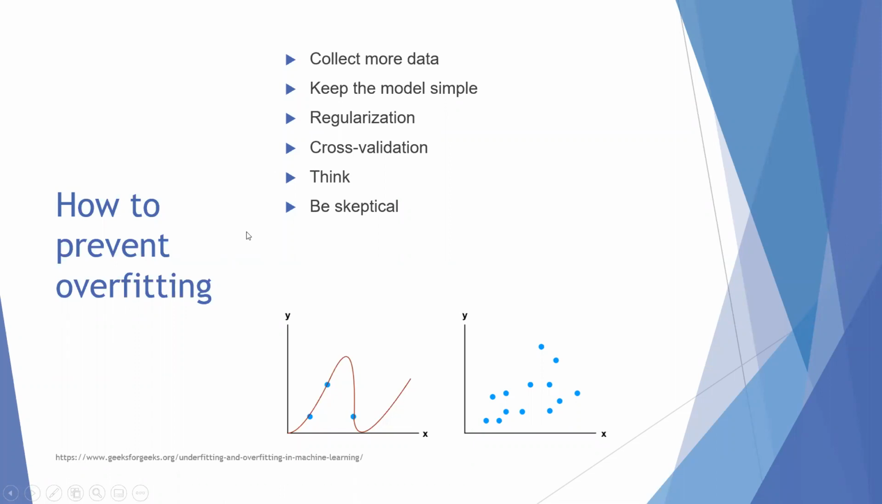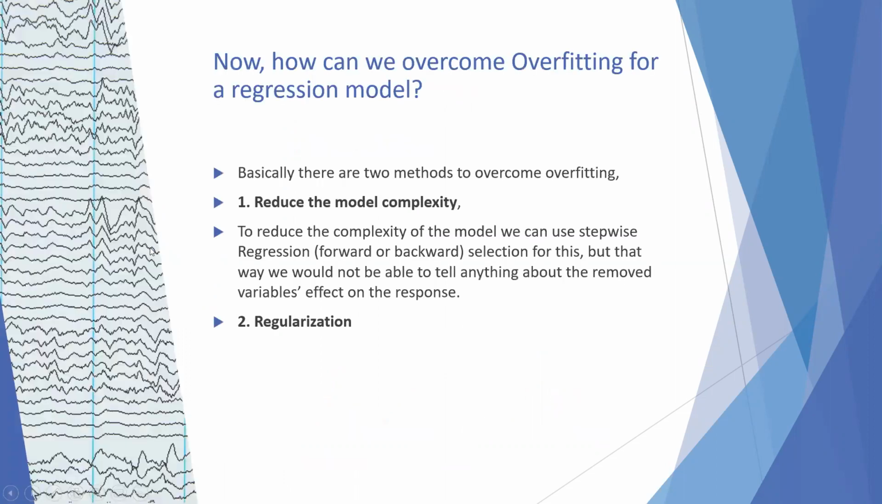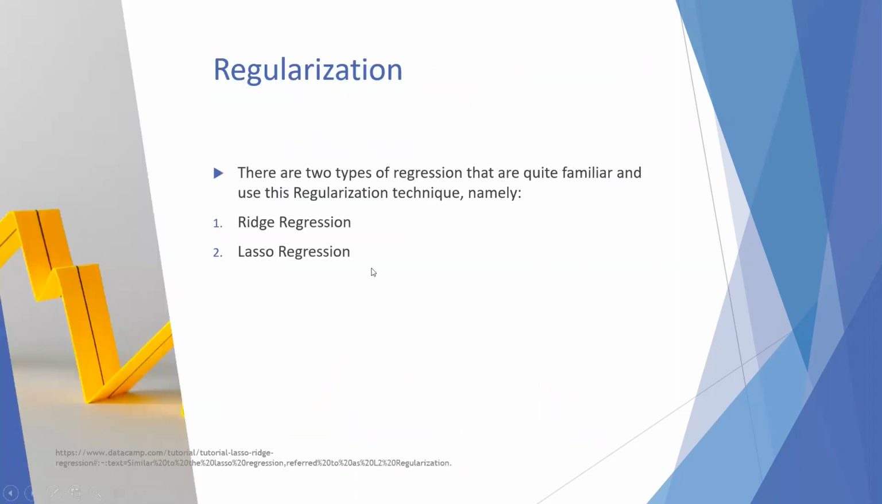So one of the ways is to collect more data, keep the model simple, regularization, which I will be explaining later on, cross validation, think, and be skeptical. So these are all the things that we can use for preventing overfitting, and regularization is one of the ways that will be explained here.